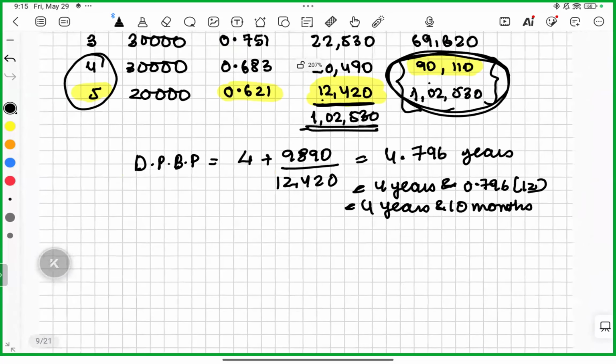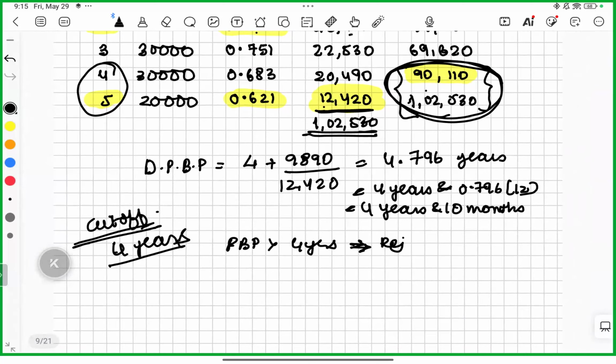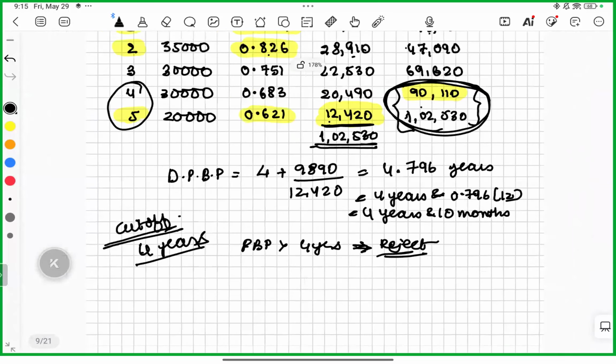Now let us say management has a cutoff of 4 years, just supposing. This is not given in the question. So any project which is above 4 years will be rejected. So your payback period is greater than 4 years. So you will reject the project. Okay. So this is how payback period works.